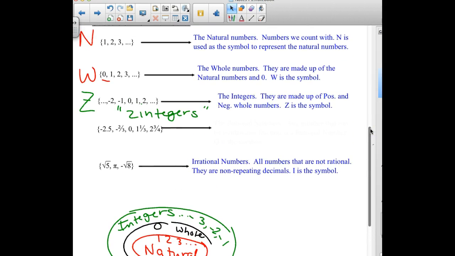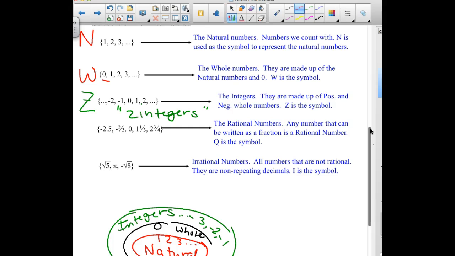The next subset. These are the rational numbers. Again, it seems maybe a little strange, but we are going to use a Q as the symbol for the rational numbers. Now we are looking for any number that can be written as a fraction, or a ratio. So we added things like 2/3, 3/4, negative fractions.